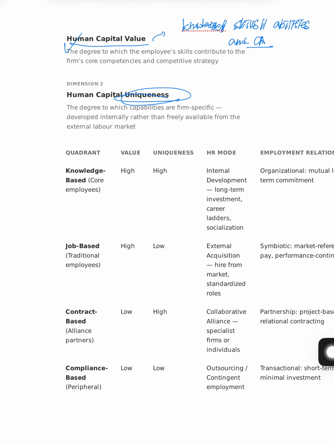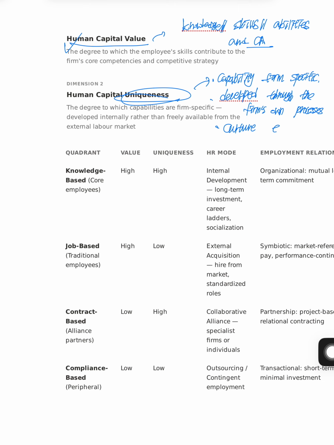So for example, the degree to which those capabilities are firm specific and developed through the firm's own processes, culture, and experience rather than available from the external labor market. Okay, I hope you guys understand well.